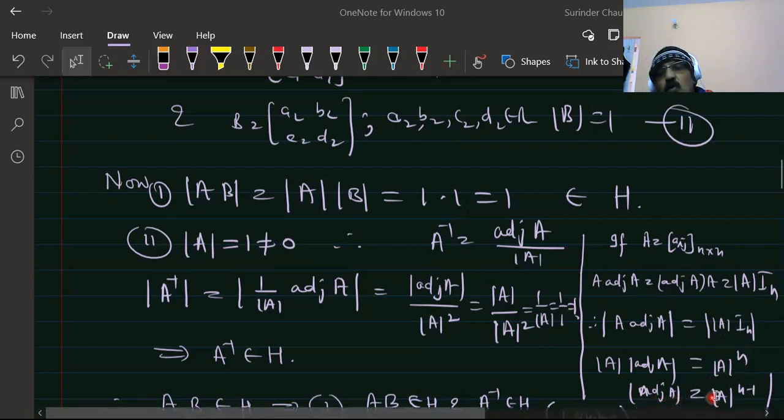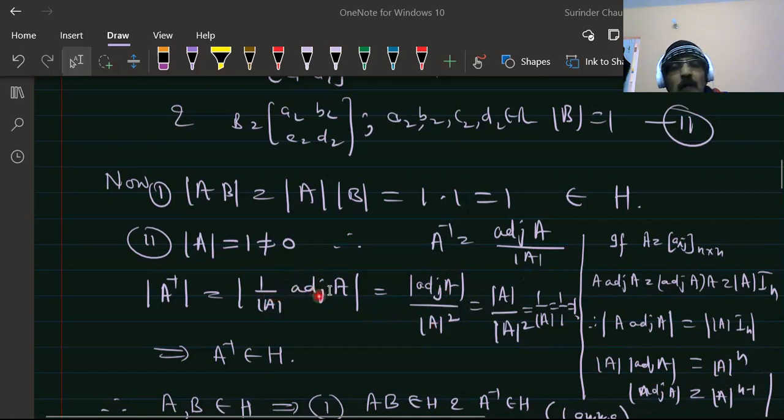Determinant of adjoint comes out to be... So A is of second order. Here, this is a matrix of second order. The determinant of the adjoint of A comes out to be determinant A upon, and the determinant of this will be how much?